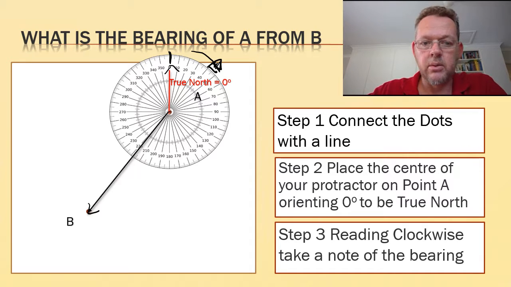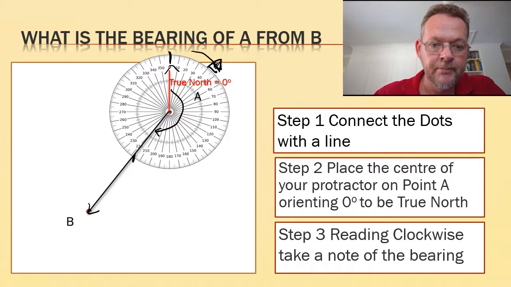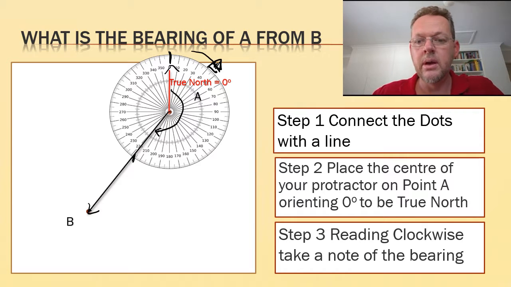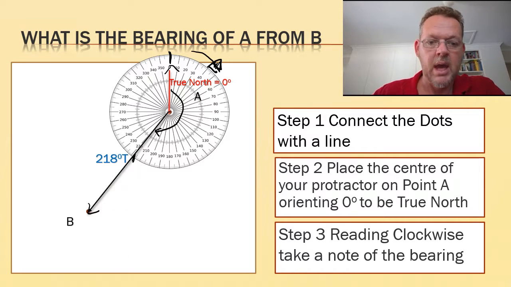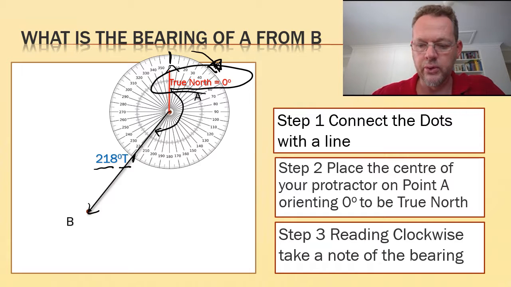Now reading clockwise, we need to take a note of the bearing. We're starting at true north, so we're starting here and we are just reading over to here. And that's a little bit below 220 on this line here. So it looks like about 218 degrees, and we write it as 218 degrees true, because we have taken note of true north.